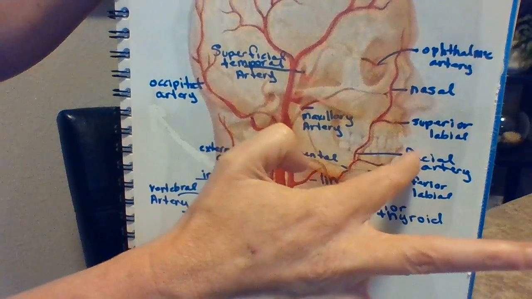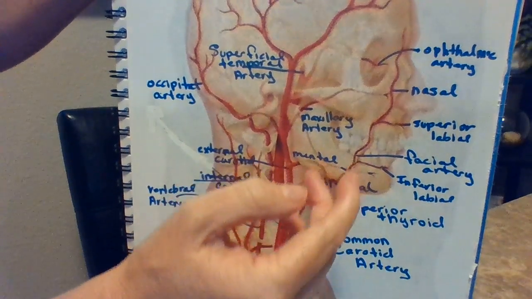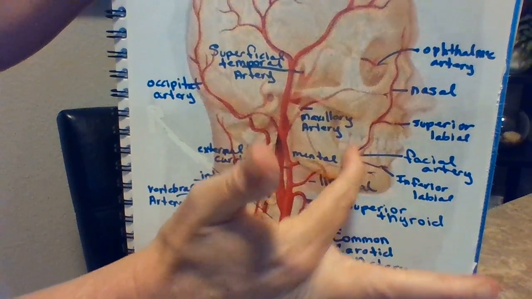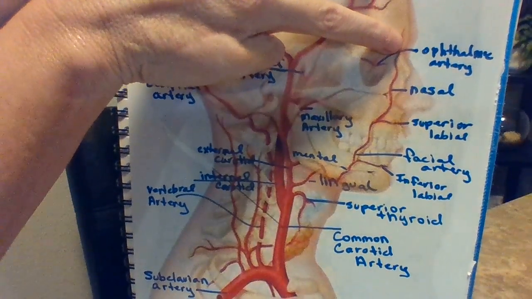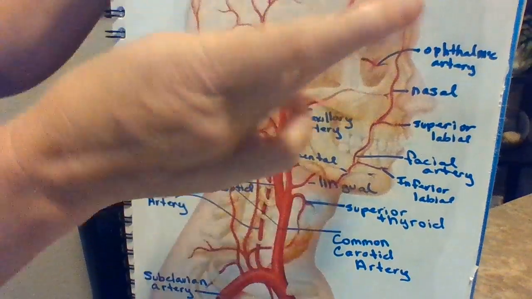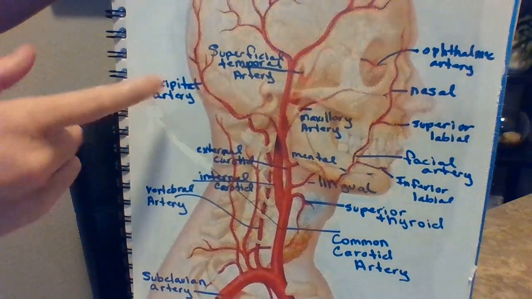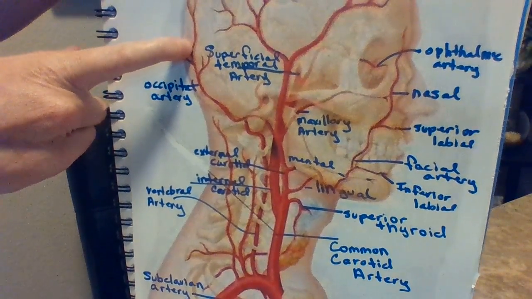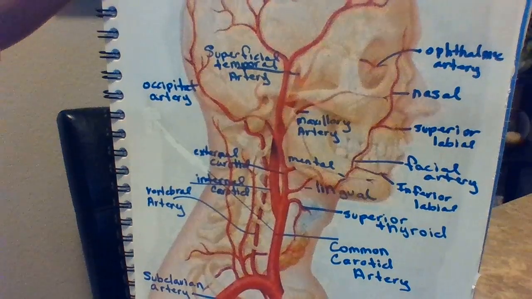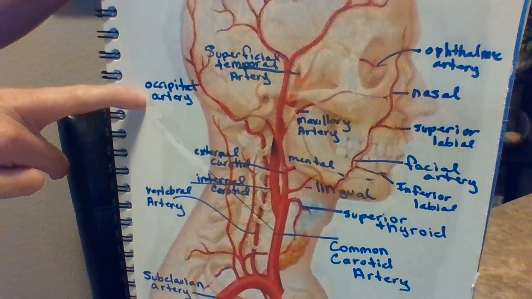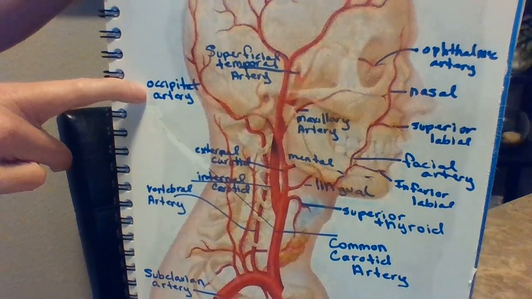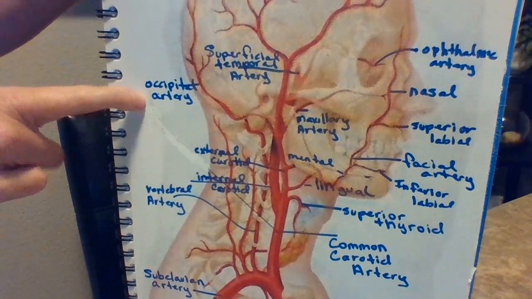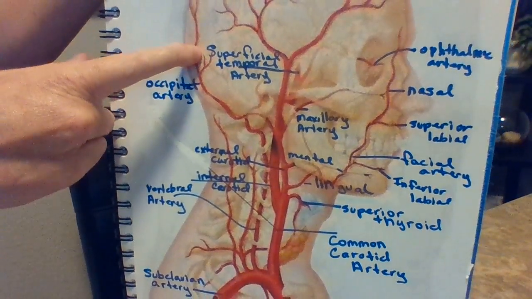And then, of course, the facial artery. That's going to be kind of right in through here. It's going to connect everything. We have your nasal. We have the ophthalmic artery, and that, of course, is for your vision. And we also have the superficial temporal artery and the occipital artery.